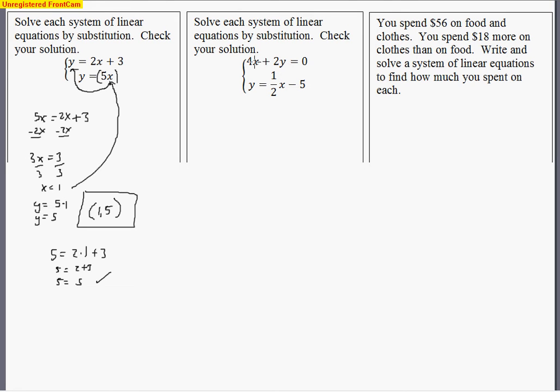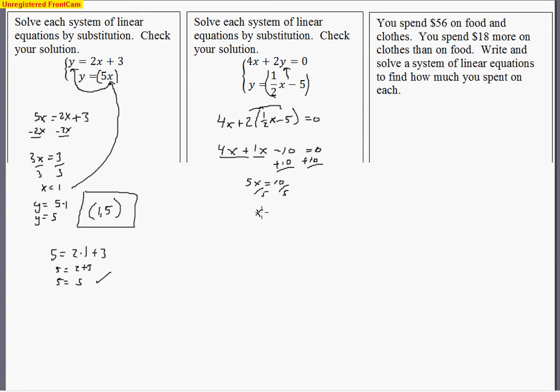So I'm moving on to this one. I'll substitute this expression right here in for y in the equation above. So I've got 4x plus 2 times 1/2 x minus 5 equals 0. So I got to take 2 times 1/2 and 2 times 5. So 4x plus 1x, half of 2 is 1, minus 10. And so from there I'll go ahead and add the 10 to both sides. Collect some like terms here. So I've got 5x equals 10, divide by 5, and we've got our answer.